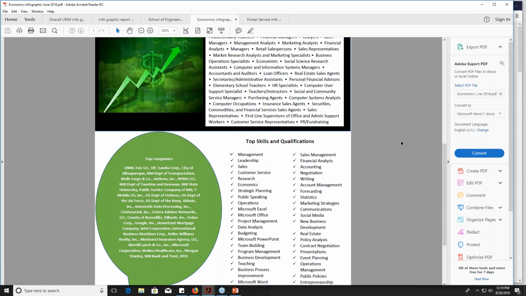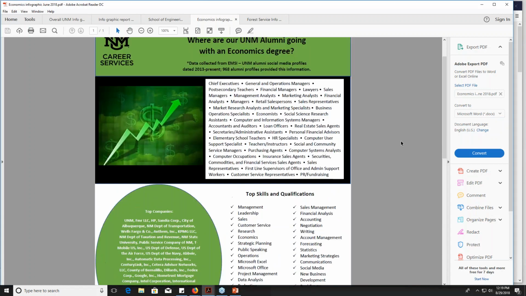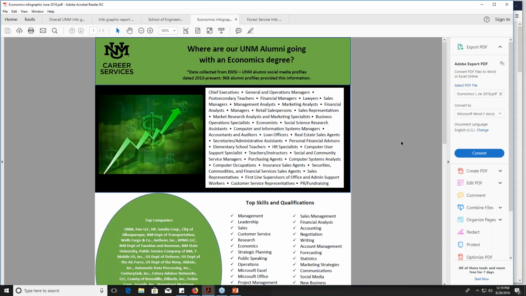And one little thing I want to share about this is the first time when we created this page, I sent it to the economics chair. And within a few minutes, I got a reply back from the chair saying, "This is great information. Can we put this on our website right now?" He was very excited about the information.